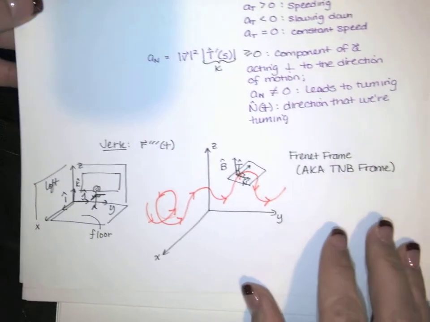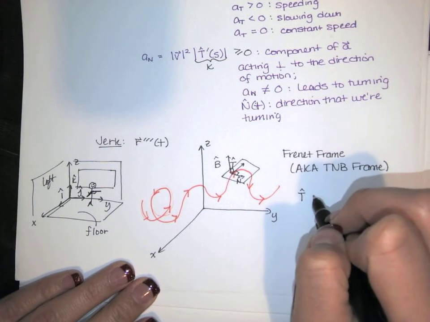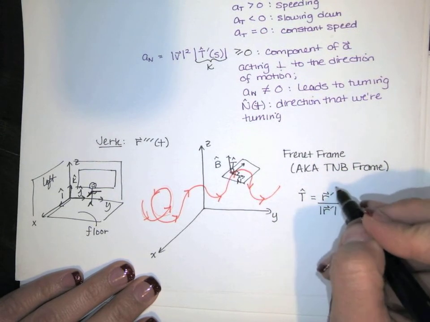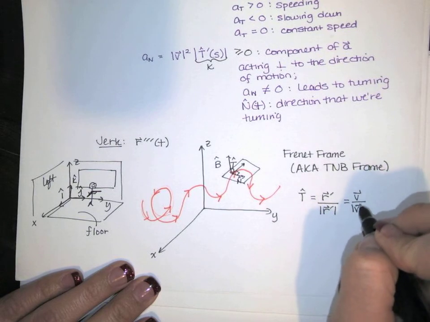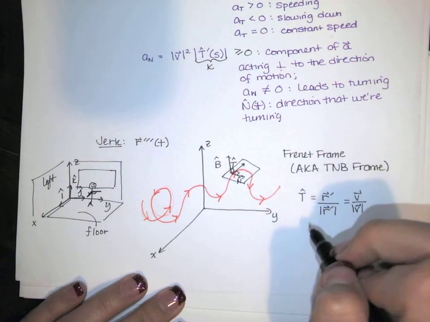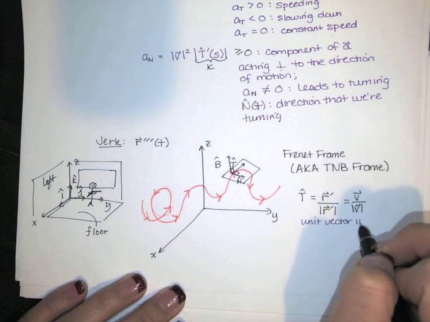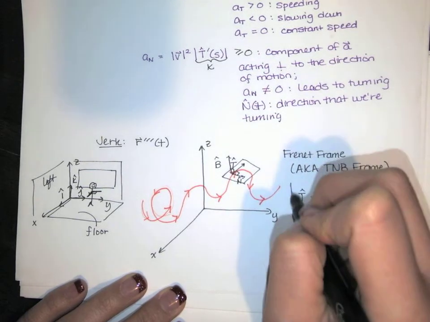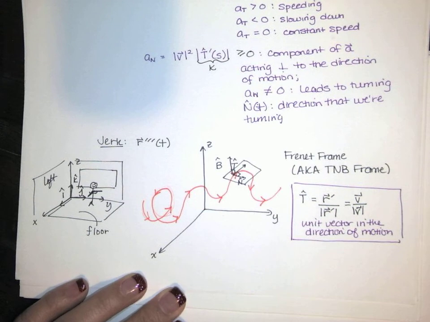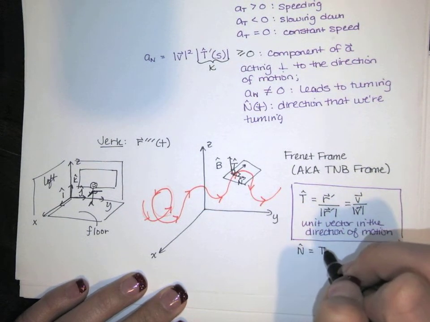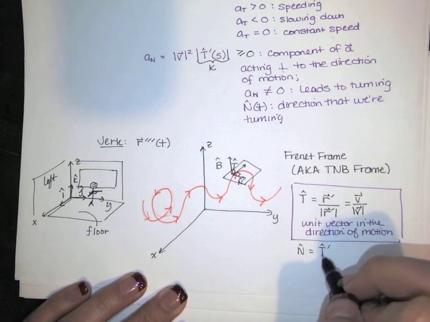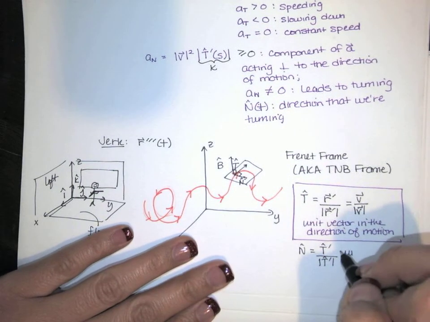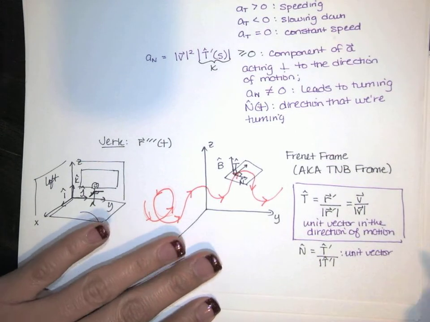And remember how we calculate all of these. Now, t hat is r prime divided by the magnitude of r prime, or if you prefer, you can think of that as the velocity divided by the speed. It's the unit vector in the direction of motion. Now n hat is perpendicular to that and is given by the rate of change of t hat, and then we divide by its length to make it a unit vector. So this is the unit vector, and it always points in the direction that you're turning.